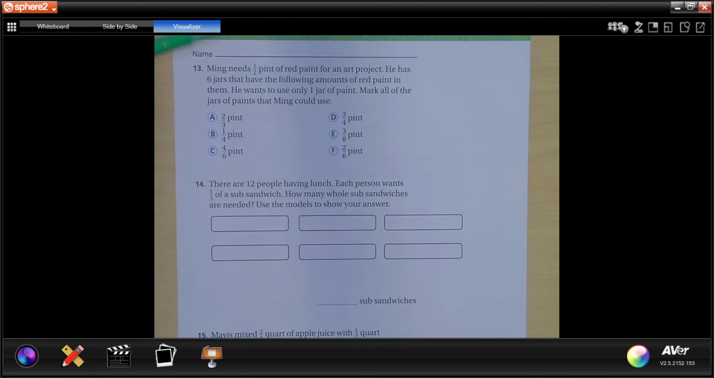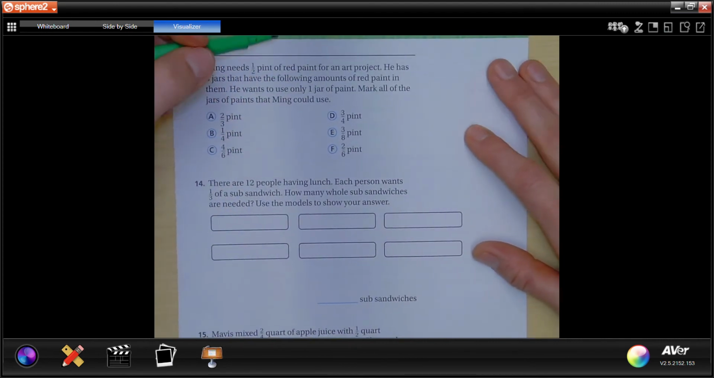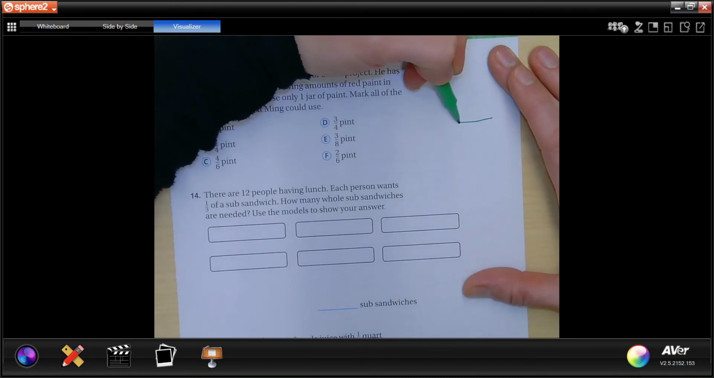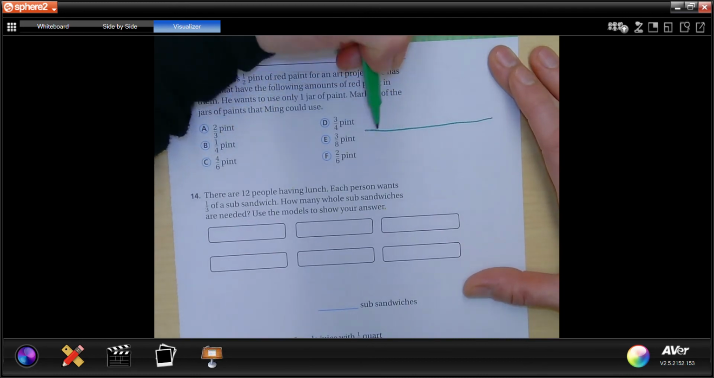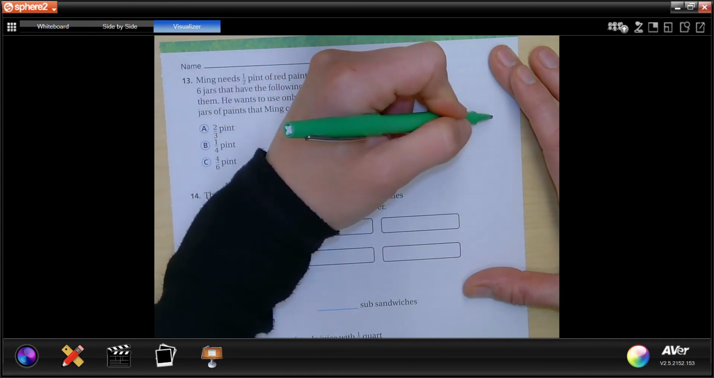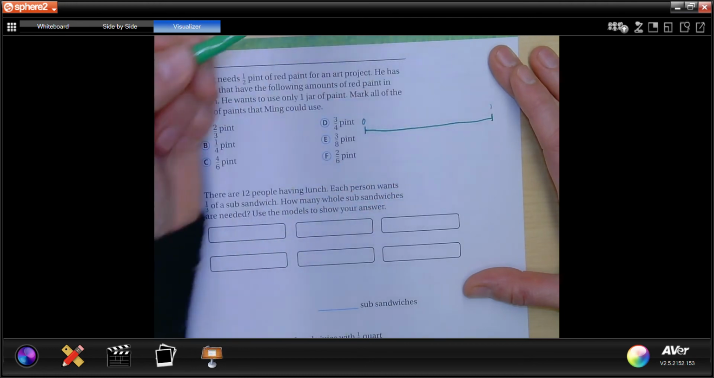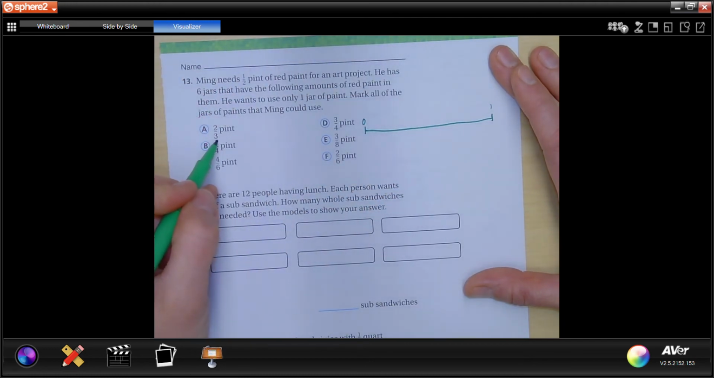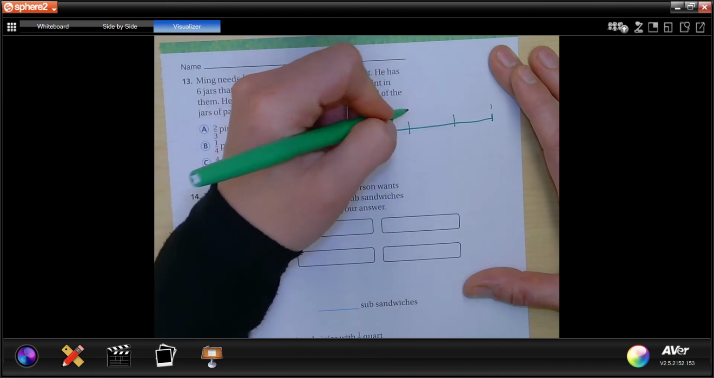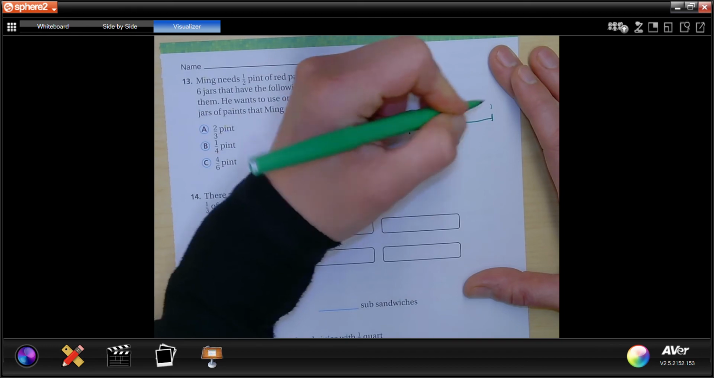Okay, let's make a number line so we can have thirds, fourths, and sixths. So if we have one whole, 0 to 1, we need to have thirds. So we're going to cut it into thirds. So this is 1/3, 2/3, 3/3.